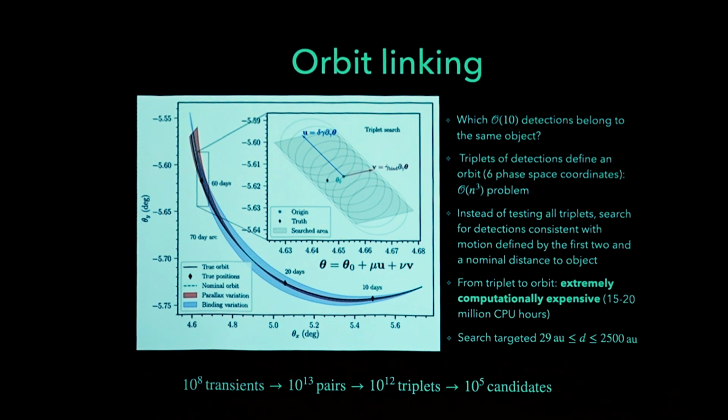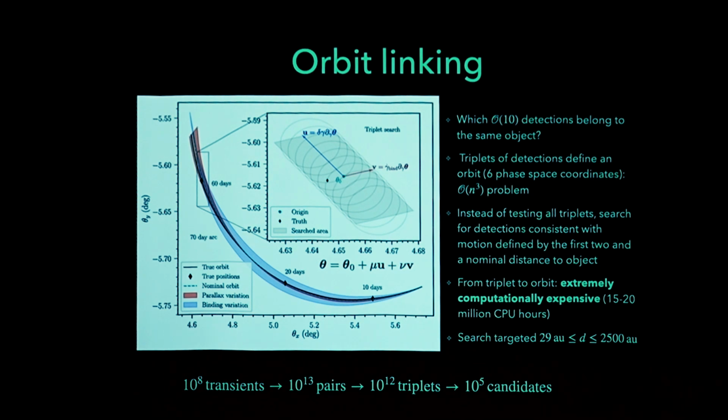So the way we're doing this, we're asking the question: given these 100 million detections, which 10 or so belong to one TNO? Which 10 or so come from the same object, so that we can actually go ahead and trace an orbit for these objects? You can imagine that this is a very big combinatorial problem.